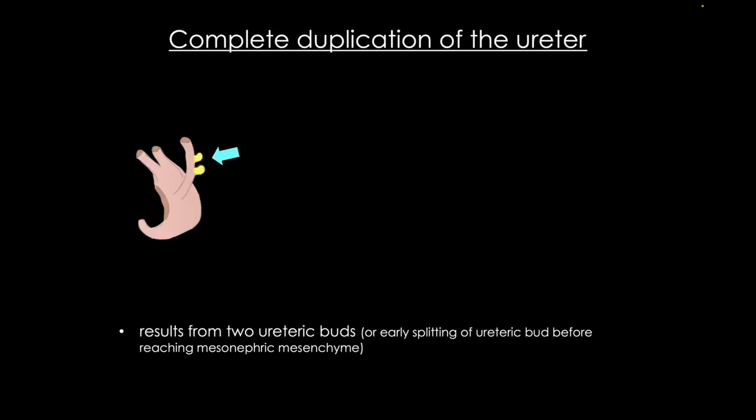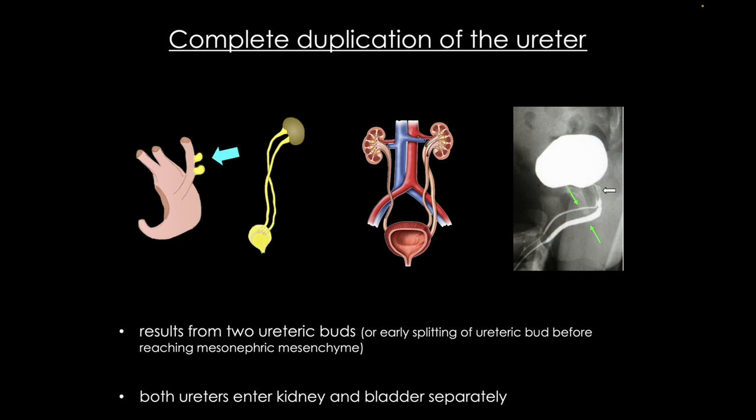Of course, there are some anomalies of the urinary tract. So one of these is complete duplication of the ureter. In this case, we really think this happens from the process of duplication of the bud, or it could happen from early splitting of the bud before they actually reach the mesonephric mesenchyme. Whatever the process, essentially you have the formation of two complete ureters that are coming from different parts of the kidney generally, and they enter the bladder separately. So there are two entrances, and you can see this over in the CT scan on the right and in the cartoons in the middle.